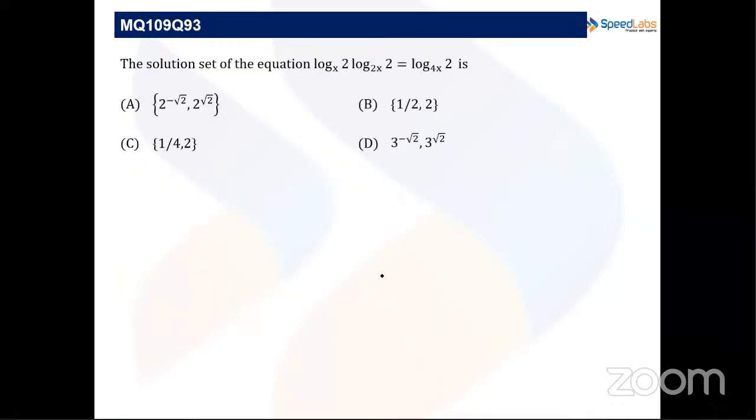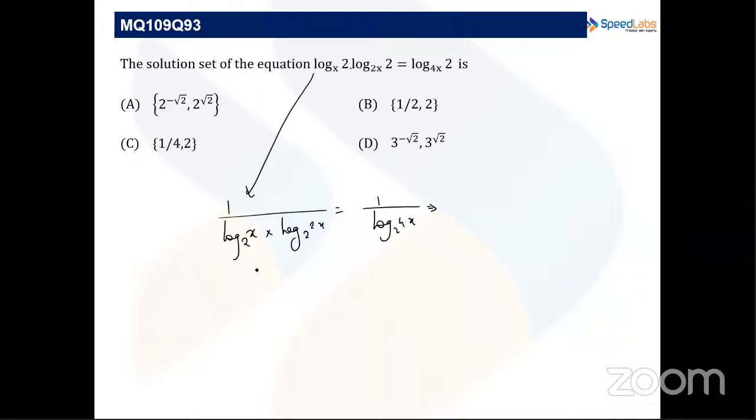Moving to the next question. We have to find the solution set of the equation log 2 to the base x into log 2 to the base 2x equals log 2 to the base 4x. We rewrite it as 1 upon log x to the base 2 into log 2x to the base 2, equals 1 upon log 4x to the base 2. This implies that log 4x to the base 2 is equal to log x to the base 2 into log 2x to the base 2.